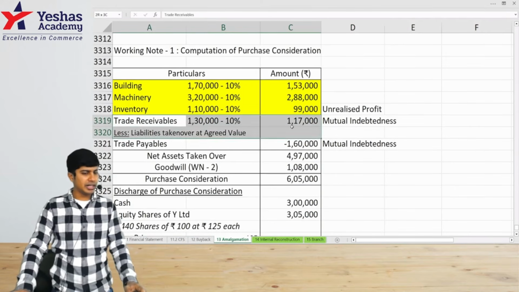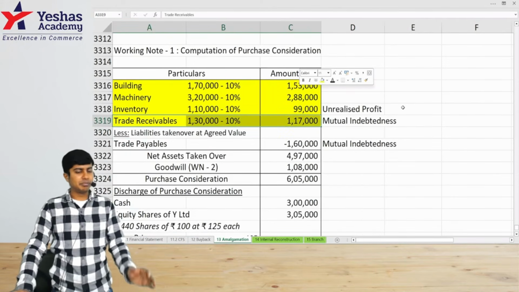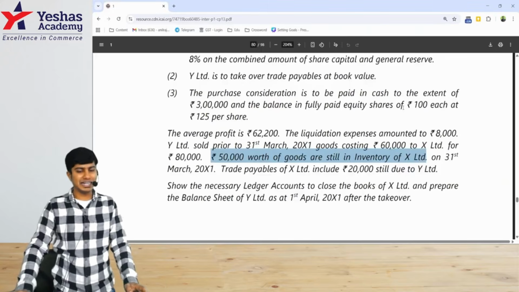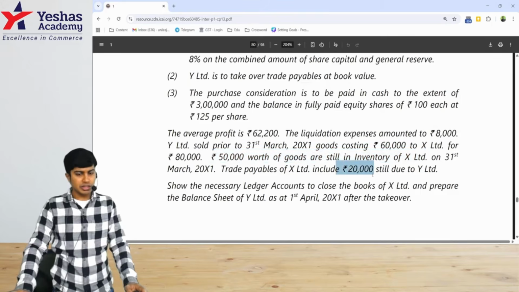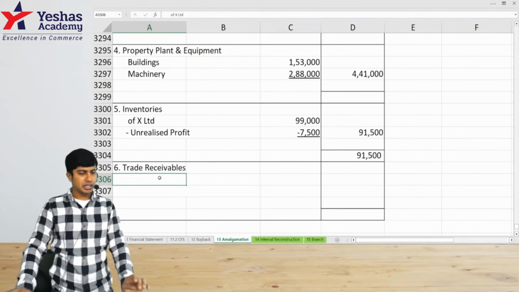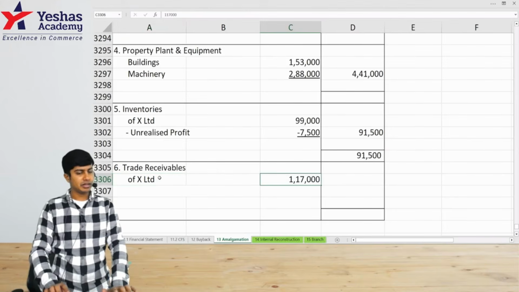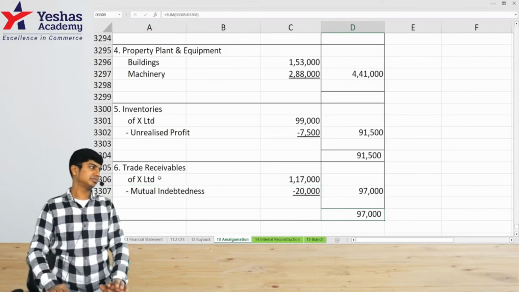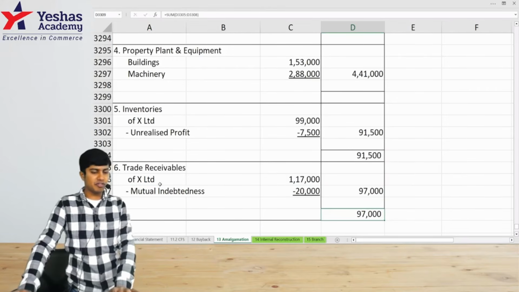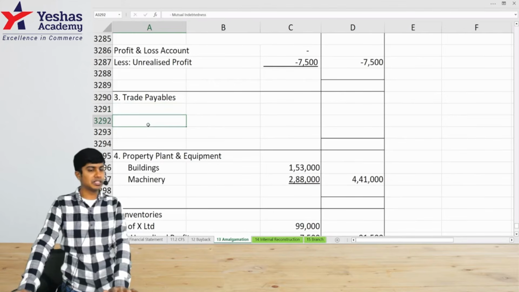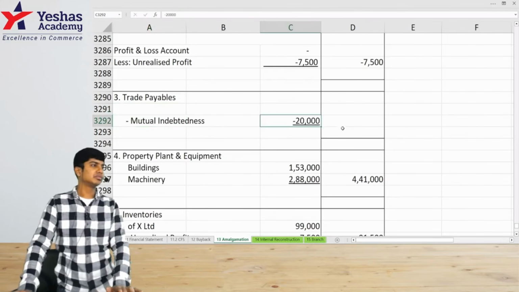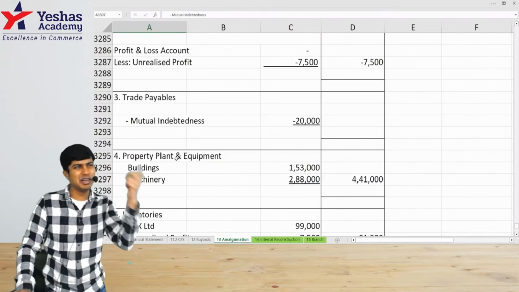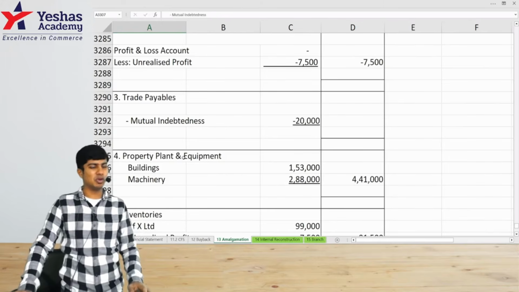So inventory done, trade receivables 1,17,000. I am supposed to take this to my balance sheet, but I'm supposed to eliminate mutual indebtedness, which is how much? 20,000. So shall I take it to my balance sheet? Trade receivables of X Limited 1,17,000 minus mutual indebtedness 20. It will become 97. Got it? This has to be eliminated from trade payables also. I don't know trade payables right now. I'll write minus 20. If you deduct it from X Limited's trade receivables, you deduct it from Y Limited's trade payables. But we don't have Y Limited's info.